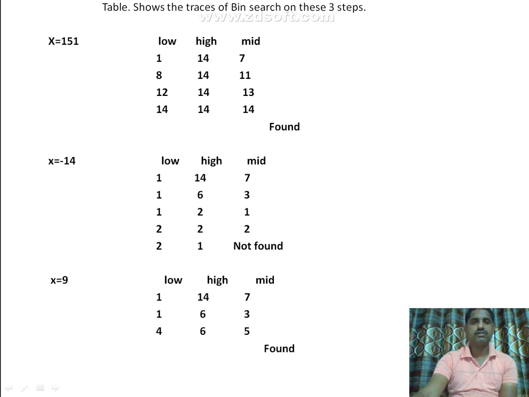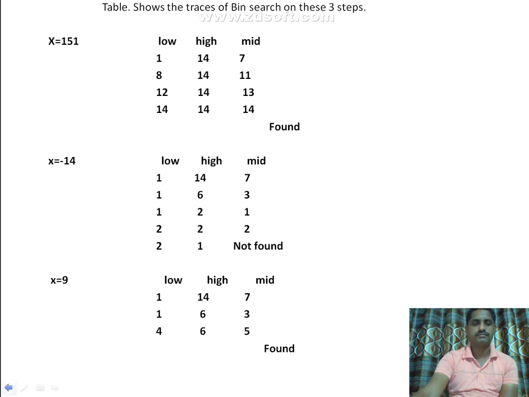So for example, x equal to 151: the low value, high value, mid equal to 7; then low and high, mid equal to 11; then low value 12 and high value 14, mid equal to 14. So we find that x equal to 151 is not present in the list. In that way we can report not found. For x equal to 9, it will be found.